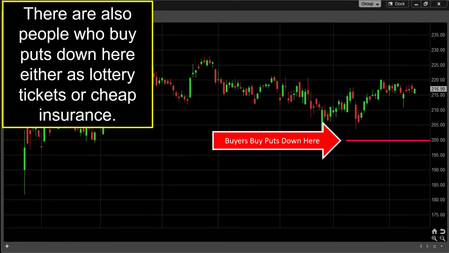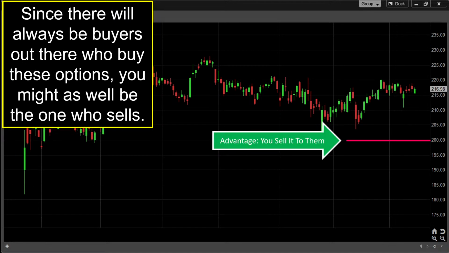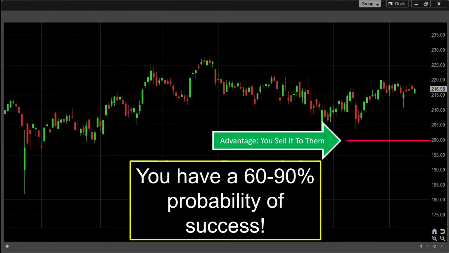There are also people who buy puts way below the market. They buy them as lottery tickets, or maybe they're buying some cheap insurance for a stock that they already own. That's a great thing to do. It doesn't matter why, ultimately. There's always going to be buyers out there buying these options. Since there will always be those buyers out there, you may as well be the one who sells it to them. Because selling these options gives you a 60 to 90% probability right from the very start of the trade.